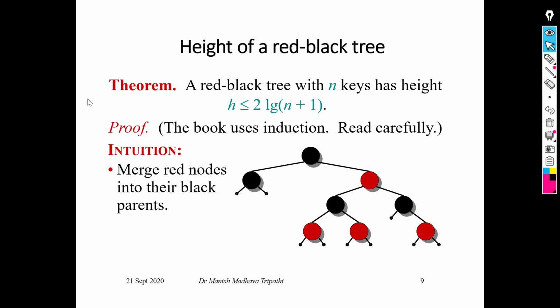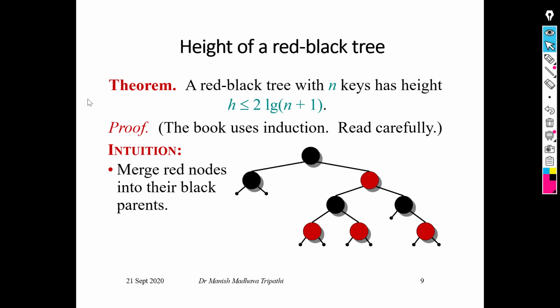Here again there is a theorem regarding the height of a red black tree. The theorem is saying that a red black tree of n keys has height h, which is less than or equal to 2 log n plus 1. In the book, the induction method is used to prove the property.